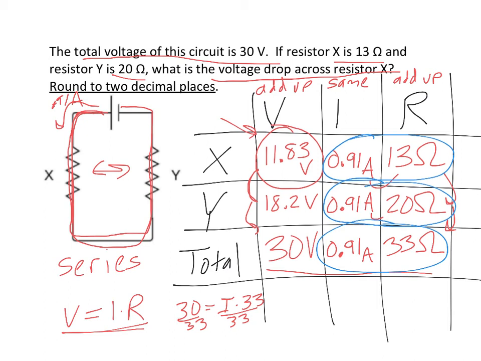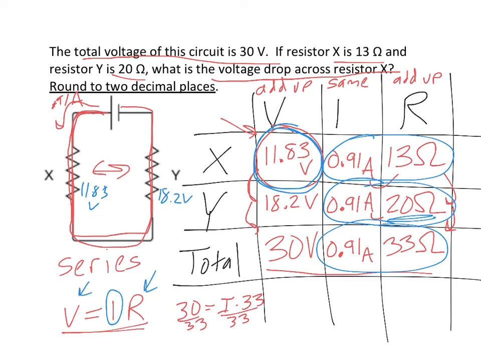So my answer, what it was asking, the voltage across X is going to be 11.83. I'm going to use 11.83 volts on resistor X, and 18.2 volts, again rounded, on resistor Y. The idea is that you're using more voltage getting through the higher resistance, because if V equals I times R and I is the same for everything, bigger resistance is going to lead to bigger voltage. That's why they're not the same.